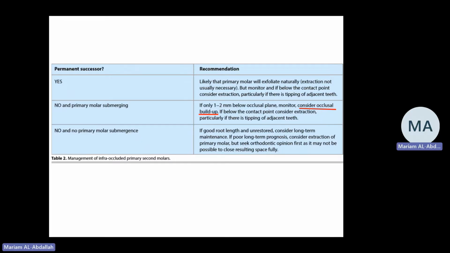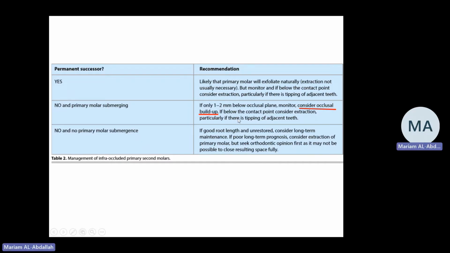Okay. If the permanent successor is not there and we have submerging of the primary molar, then we monitor as long as it's mild to moderate. And since we have no successor, we can consider occlusal buildup because we know that the E will stay there for a long time. The occlusal buildup can preserve the contact areas and preserve the space. But if it's going more severe, then consult with the orthodontist and consider extraction.